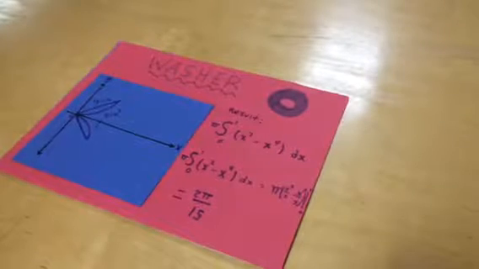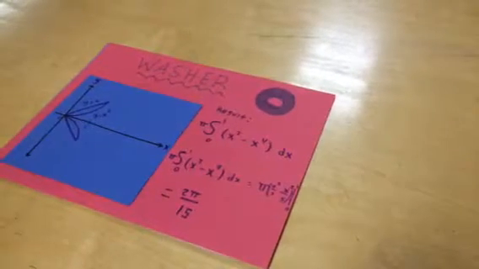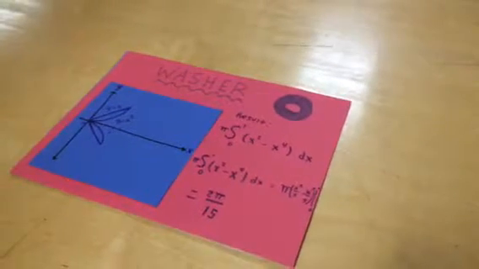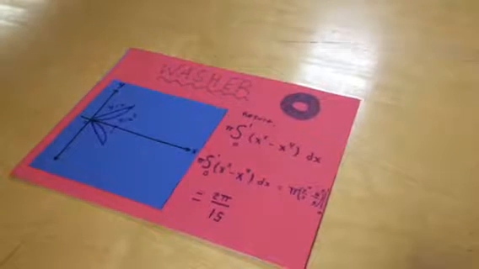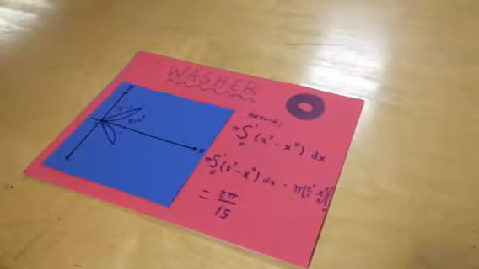The second method is called washers. Washers are used when there is a hole in the solid. You rotate the function about a line that is not touching it. In this example, we rotated the area between y equals x and y equals x squared about the x-axis. The interval is from 0 to 1.